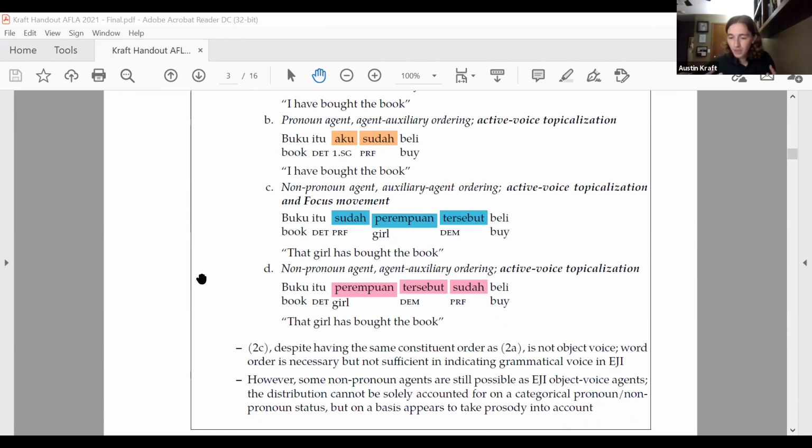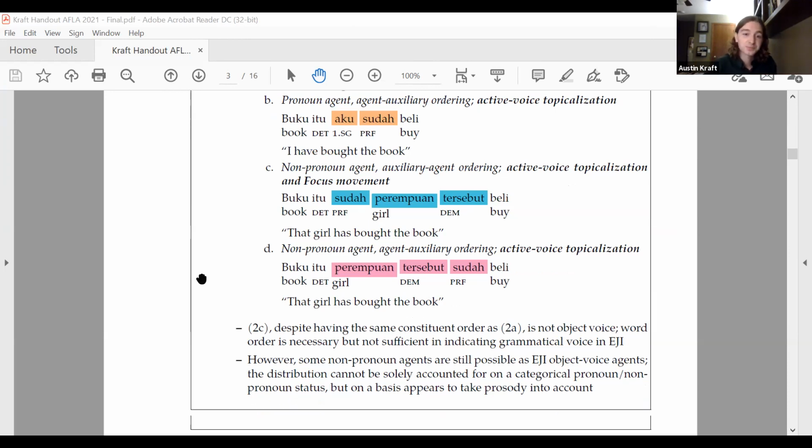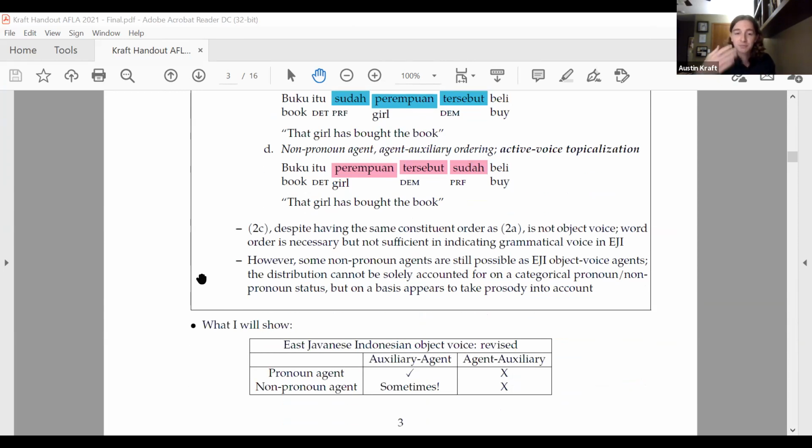from which it follows that word order is necessary but not sufficient in indicating grammatical voice in East Javanese Indonesian. And then a further enriching fact that we see is that some non-pronoun agents are still possible in East Javanese Indonesian object voice. I'll present evidence to suggest that this categorical pronoun, non-pronoun requirement that we see, say, in standard Indonesian is insufficient here, that this account appears to require some sort of prosodic consideration. So I will show that this revised table is a bit more reflective here. In addition to what we see in standard Indonesian, under some conditions non-pronoun agents are acceptable in East Javanese Indonesian.